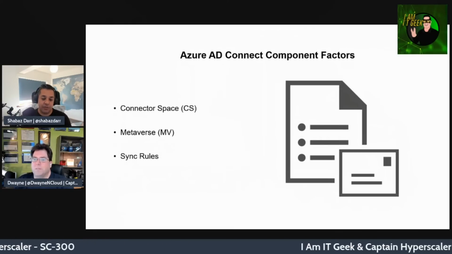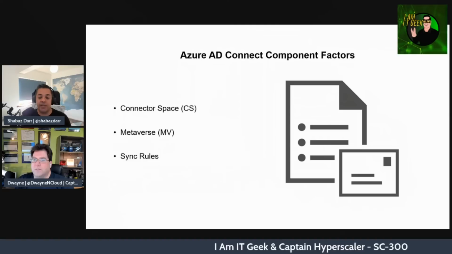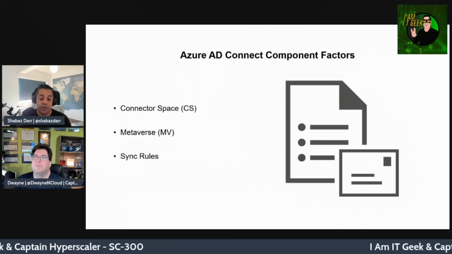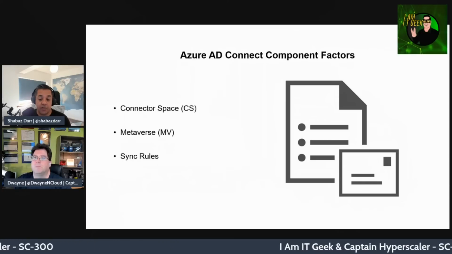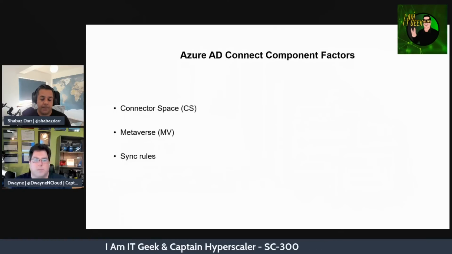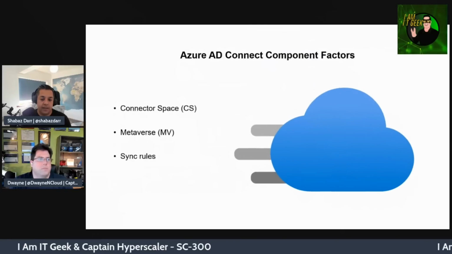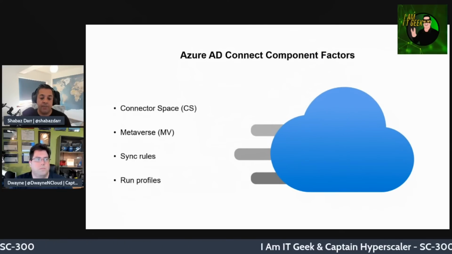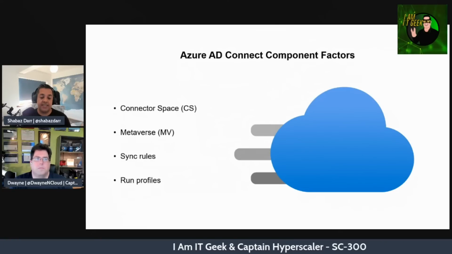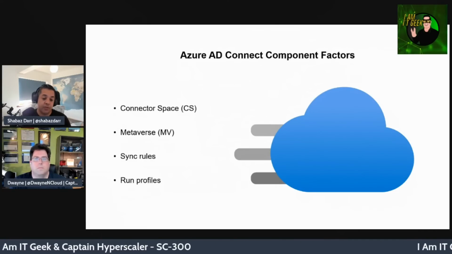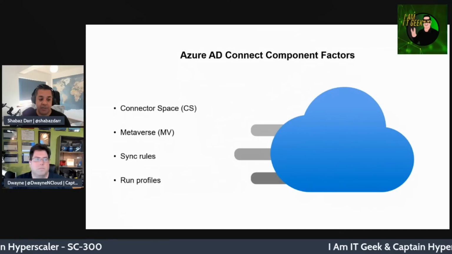Next, we have sync rules. They decide which objects will be created or connected to objects in your metaverse. The sync rules also decide which attribute values will be copied or transformed to and from the other directories. Finally, we have run profiles. These are bundles of the processes and steps of copying data and objects and their attribute values according to the sync rules between the staging areas and the connected directories.